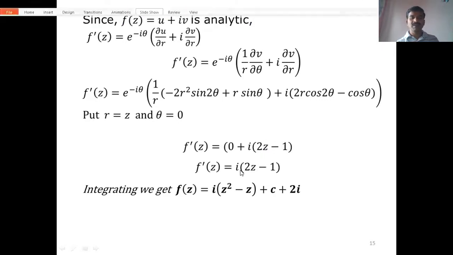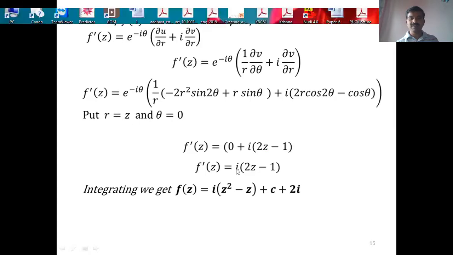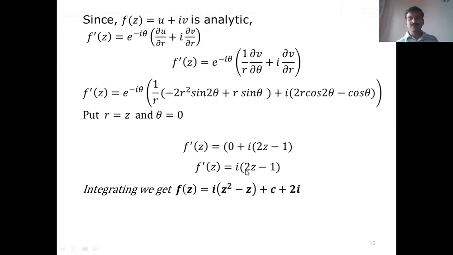By simplifying, we get f dash of z, which is an analytic function. Now we can integrate with respect to z: 2z square by 2, and integrating 1 with respect to z gives z, plus c, the integrating constant, and the 2i that we have here, which is the integrating constant since it is given in that form.